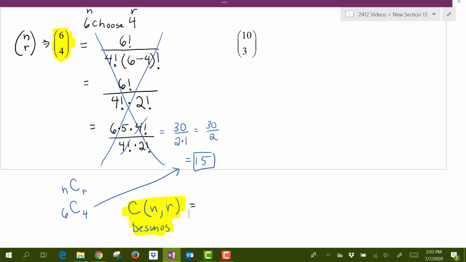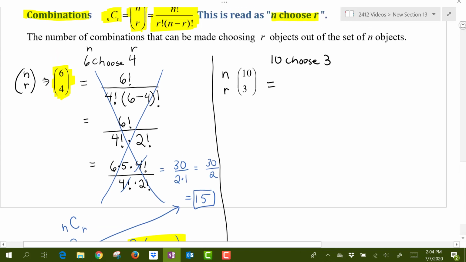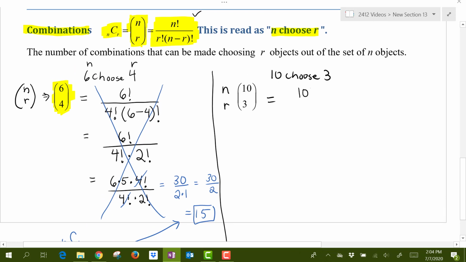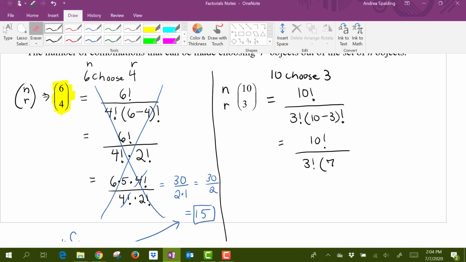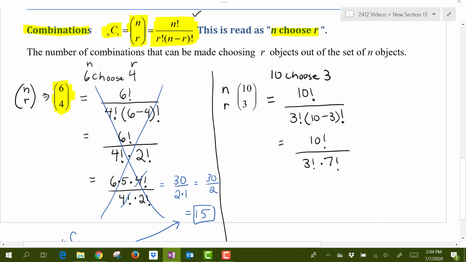Okay, let's look at the next one. This one is 10 choose 3. So that's how you would say it. The top number is the n value, the bottom number is the r value. Okay, so if I use that formula that we have up here, it's 10 factorial divided by 3 factorial times 10 minus 3 in parentheses factorial. So 10 minus 3 factorial, that gives me 7. I don't really need the parentheses once I do that subtraction. So that's times 7 factorial.